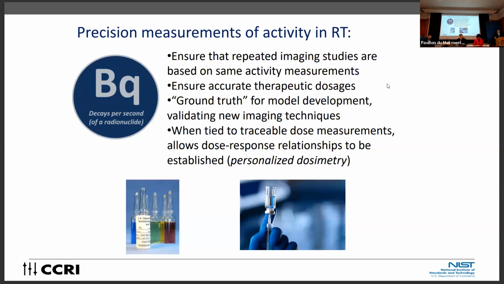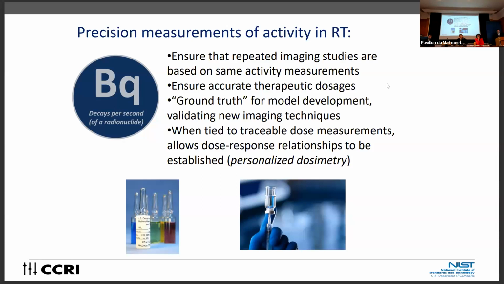The reason why we do precision measurements of activity in radiotherapy is to ensure, for example, when we're doing imaging studies that are monitoring the course of treatment on a patient, that all of those images are based on the same relative activity measurements, or that we can relate all of the imaging data to a common standard, whether that's different scanners that are used, a patient gets imaged at different clinical sites, or even different manufacturers, so that a becquerel per ml in an image taken in one place for the same patient is equal to that same quantity taken with another scanner.